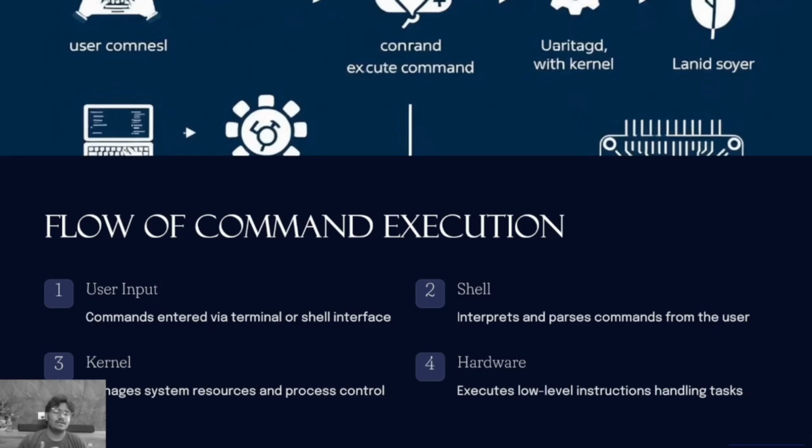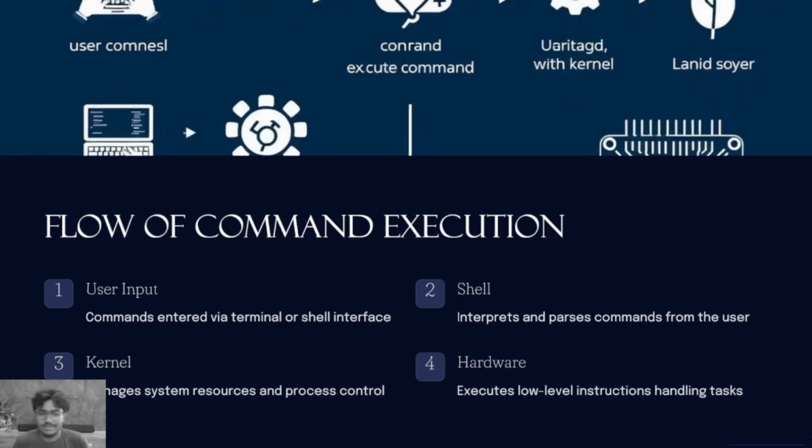Now let's understand the flow of command execution. First, user input. Commands entered via terminal or shell interface are the inputs which the user gives us. Second, the shell interprets and parses commands from the user. It translates the commands from the user, and then the third step is the shell gives this command to the kernel, which manages system resources and process controls.